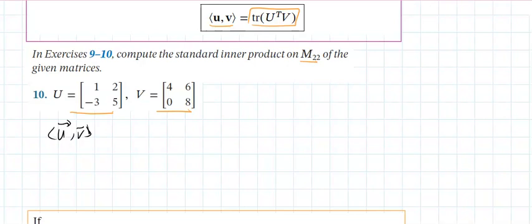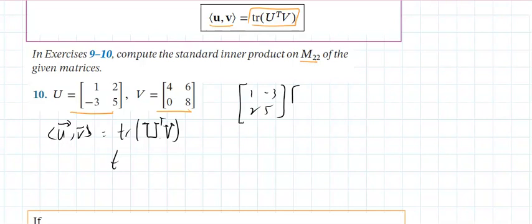The inner product of those would be the trace of U transpose V. I should make those bigger because they're capital letters. Okay, well, what is that? That is the trace of, and let me take the transpose of U. The transpose of U is 1, -3, 2, 5, and V is 4, 6, 0, 8. What would that be?